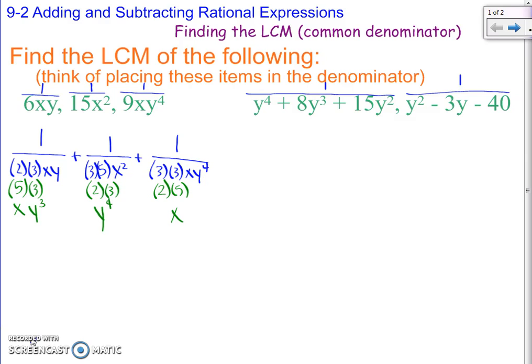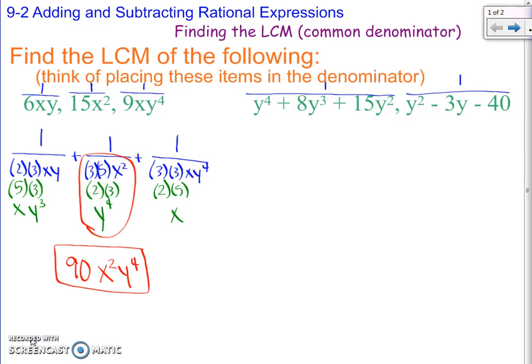So the answer that they want is, what is this common denominator? We're going to put it all back together. It doesn't matter which one we pick because they're all currently the same. If we multiply these numbers together, what are we going to get? 90. So we've got 90, and what are the letters? X squared y to the 4th. That is your common denominator on all 3 of those fractions.